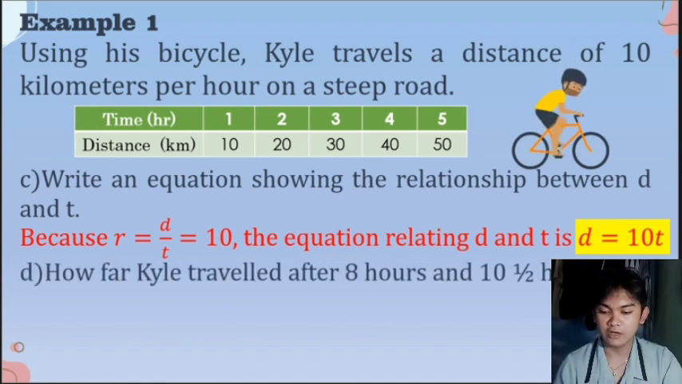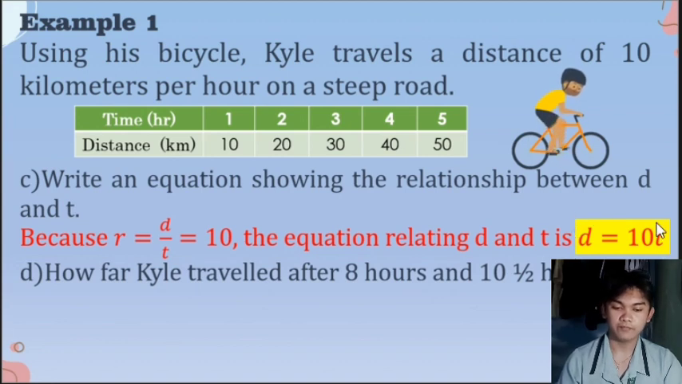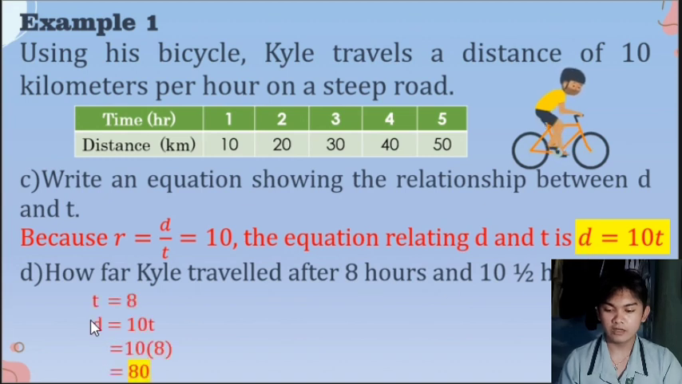So letter D, how far did Kyle travel after 8 hours and 10 and 1/2 hours? Since we already have the equation of variation from letter C, we just have to substitute the value of t to get the value of d, or the distance. When t is equal to 8, d is equal to 10t. 10 times 8 is 80. So after 8 hours, Kyle traveled 80 kilometers.